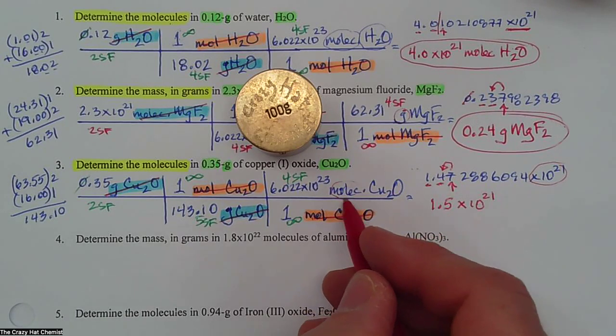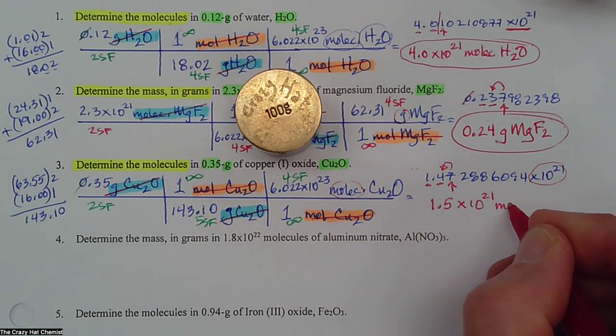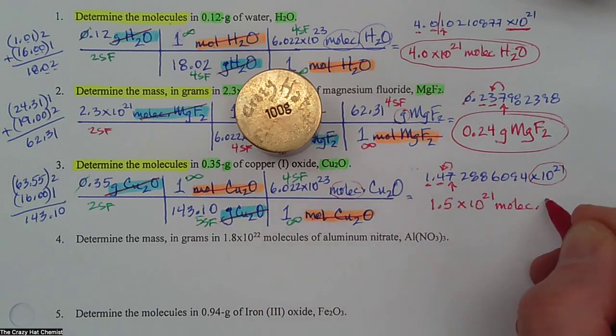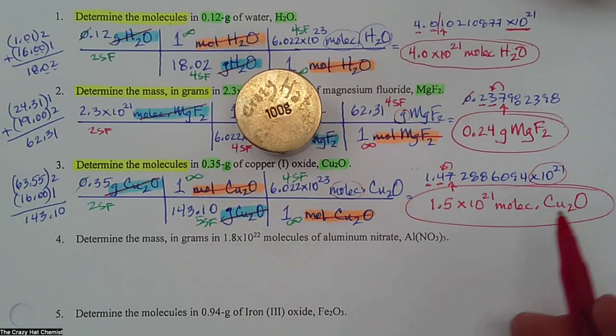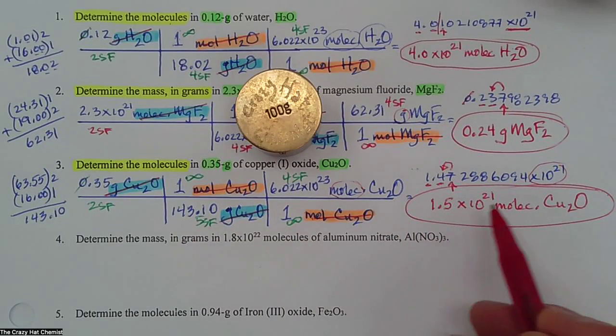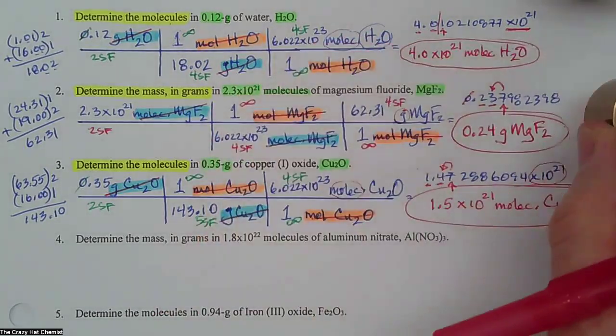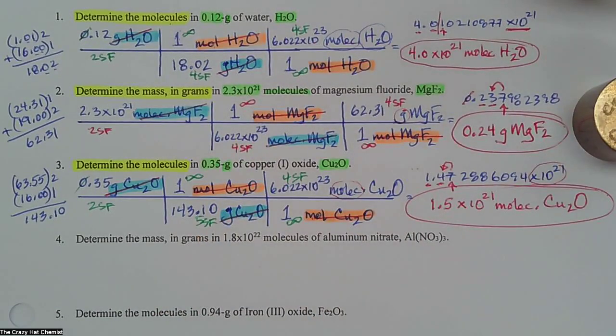The units that didn't cancel out are molecules, MOLEC, and then the formula, Cu2O. I'm going to circle that. Remember, number, units, formula, that number is going to be rounded correctly, and then units and formula. You should see that actually problem number 1 and 3 are very similar in nature. They are following the same process, same path. All right, looking good. Now it's time to do number 4.